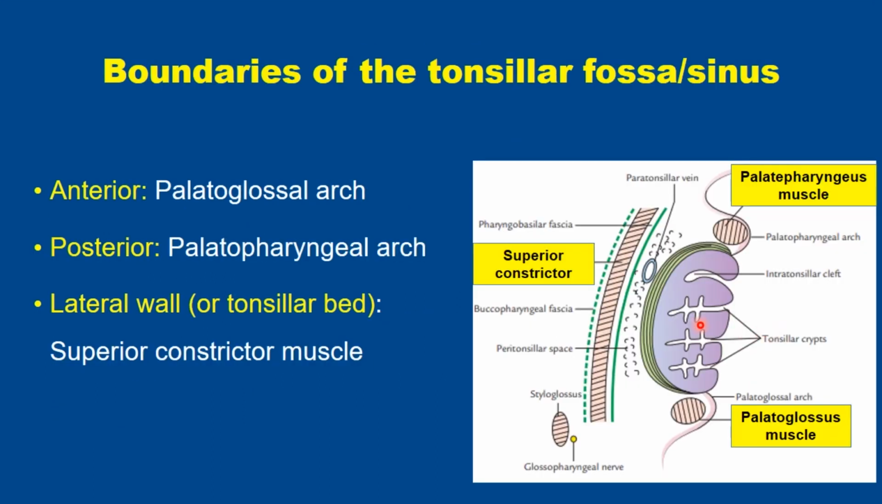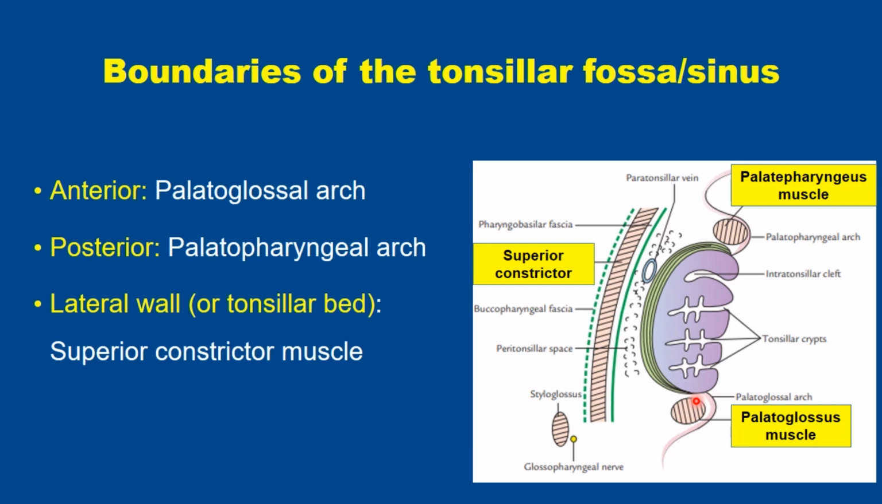Now we'll discuss the boundaries of the tonsillar fossa. First, the anterior boundary. Here this is the anterior boundary of the tonsillar fossa, which is formed by the palatoglossal arch, and this palatoglossal arch contains the palatoglossus muscle over here. This is the palatoglossus muscle.